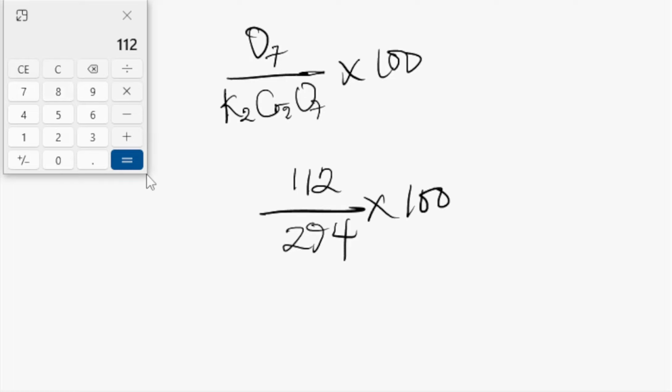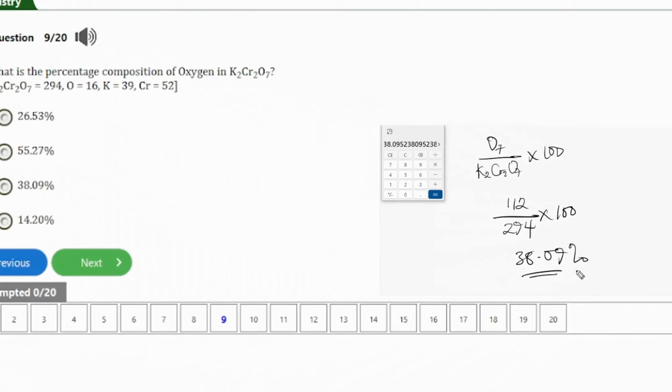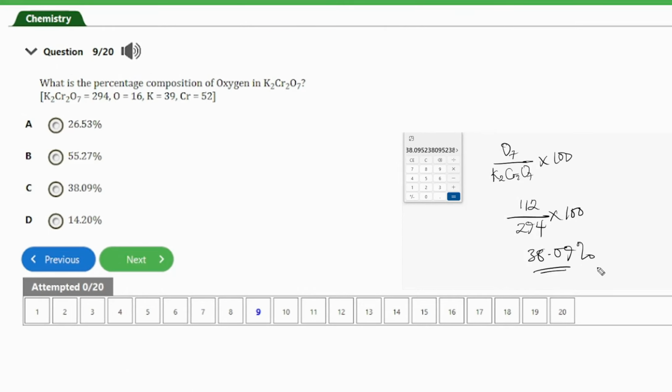So if we go ahead and multiply this by 100 and then divide it by 294, you're going to have 38.095. So guys, this will be the answer to this question, and that's 38.09%. So guys, that's option C here, and that's the answer to this question. So guys, we're going to simply wipe this off, and then we're going to consider the next question.